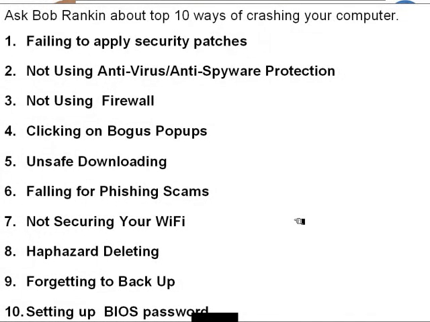Bob Rankin talks about the top 10 ways of crashing your computer. And here they are: failing to apply secure patches, not using antivirus, not using a firewall, clicking on bogus pop-ups, unsafe downloading, falling for phishing scams, not securing your Wi-Fi, haphazard deleting, forgetting to back up, setting up a bad password.